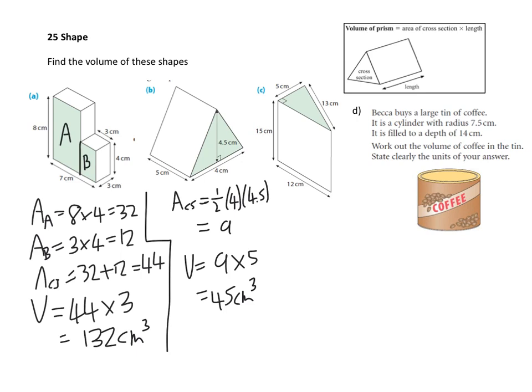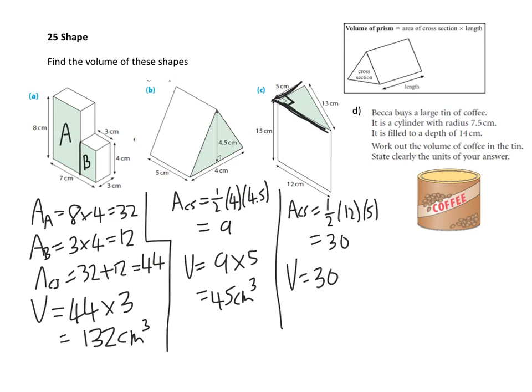centimeters cubed. And part C, we've got the area of the cross section again as a triangle, so it's a half times the base, which I would use as 12, and the height is 5. So the way I was looking at it is that's the base and that's the height, because they're at right angles to each other. I ignore the 13, it's not actually important. So half of 12 is 6, and 6 5s are 30. The volume then is the area of the cross section, which you worked out to be 30, multiplied by its length, which is 15, and that gives you 450 centimeters cubed.